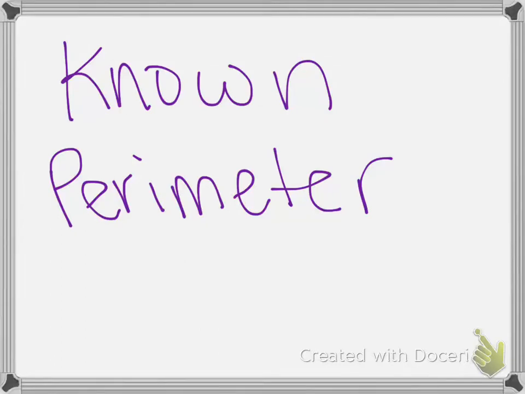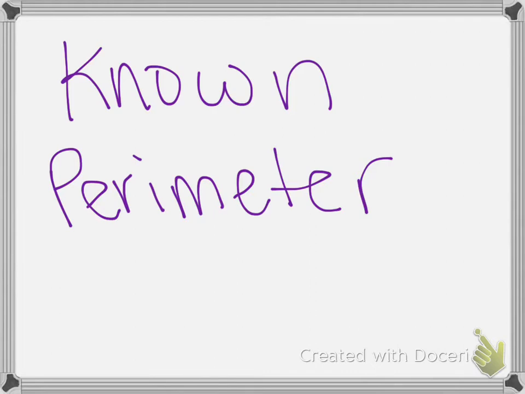Okay, so this is a video on known perimeter, and this is where things get a little complicated, because once students have either perimeter or area down, then they get a little confused about how to decipher between the both.